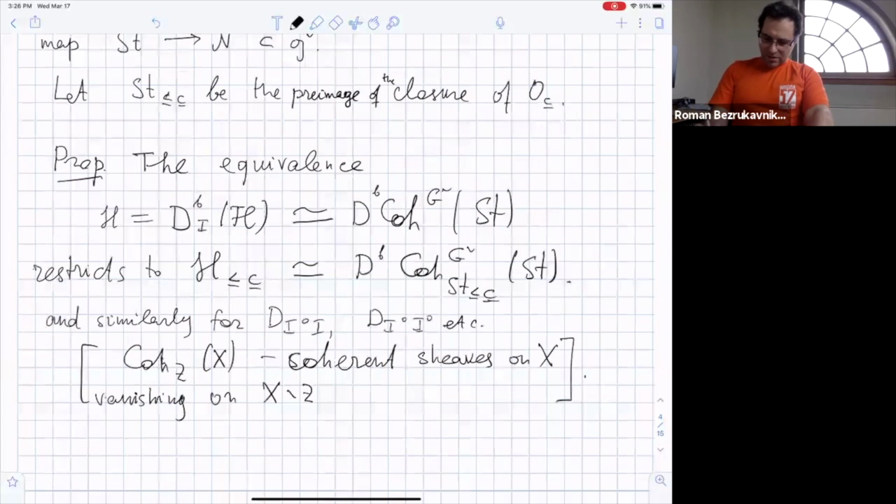I said it in words, but in notation I use this support condition, as a lower index here. This means that C of x is a coherent sheaf on x set-theoretically supported on Z, which is the same as saying that it vanishes on the open complement.